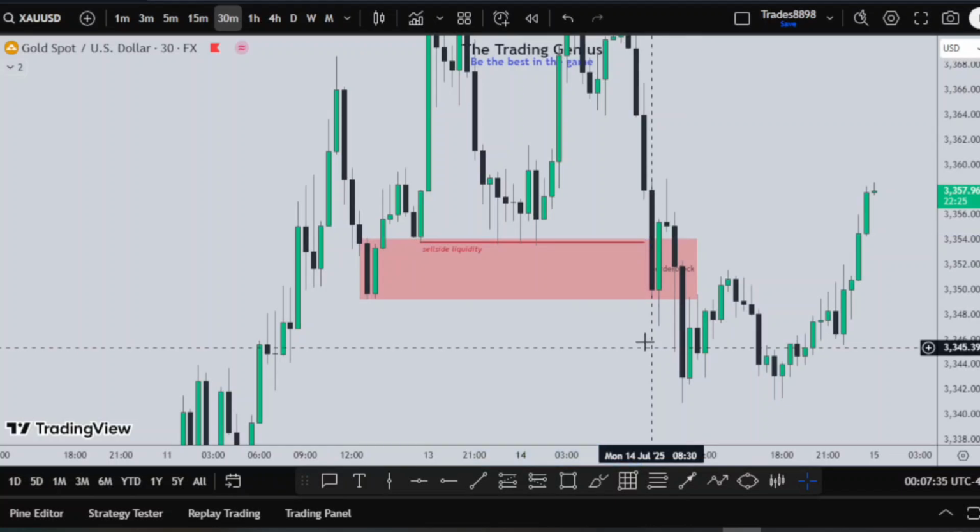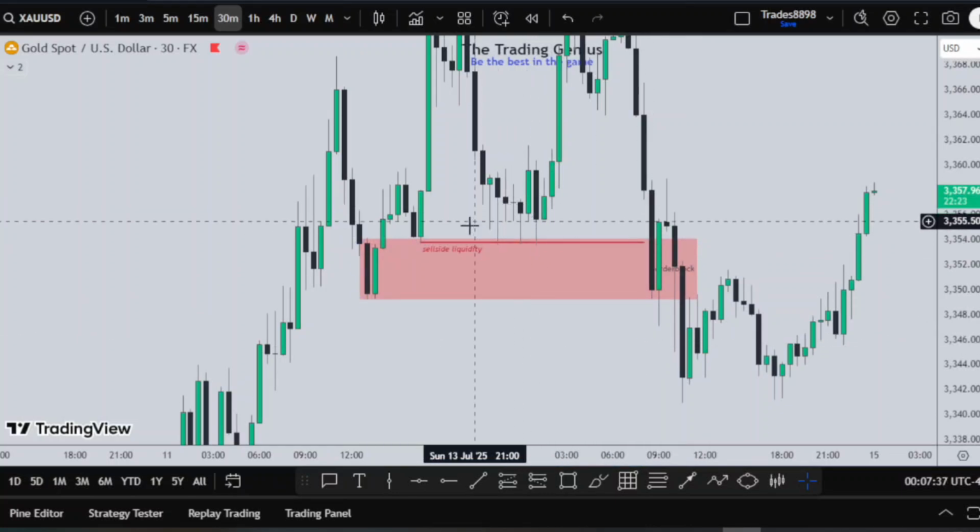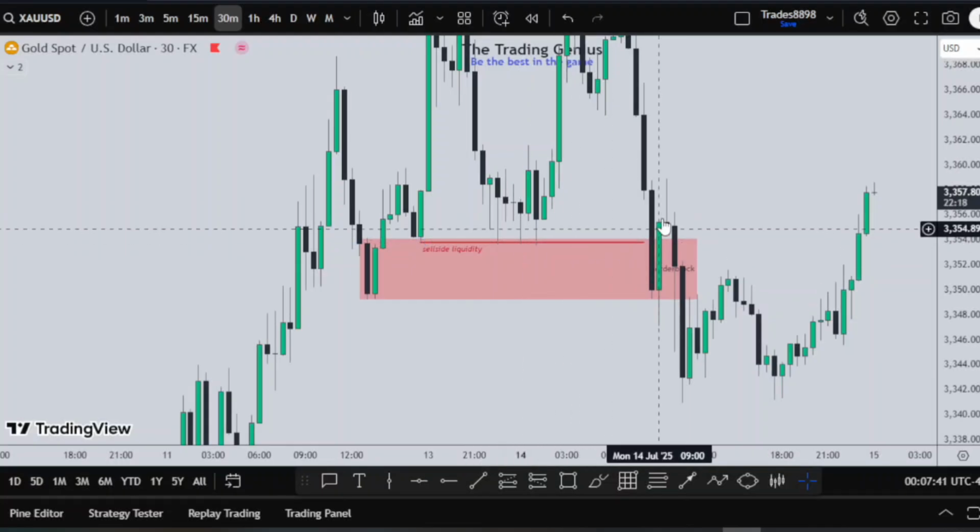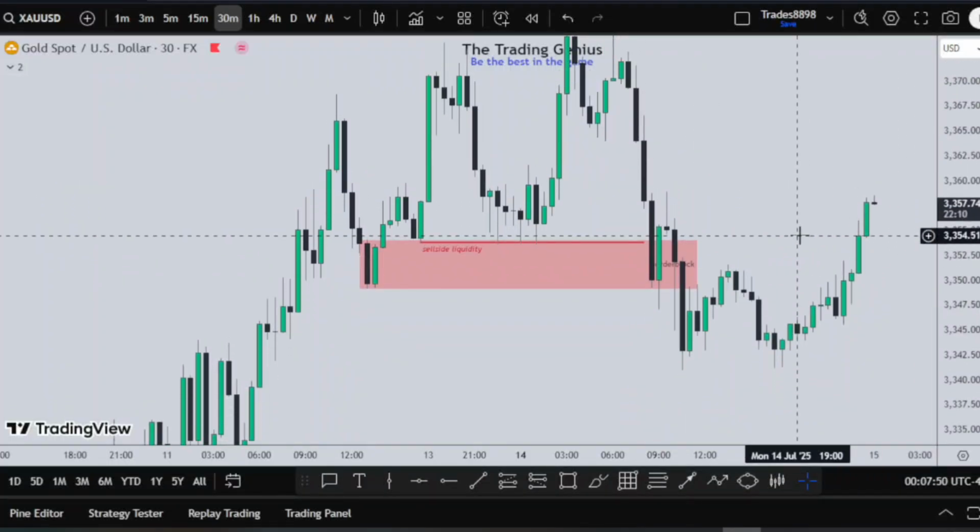Sell side liquidity, right? The first difference is that this one has more wick that sweeps the liquidity. This one doesn't have multiple wicks, it just has a full body close below. So this is the first bad sign that you don't want to see if you want to go long from here.